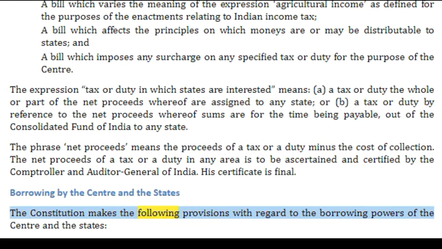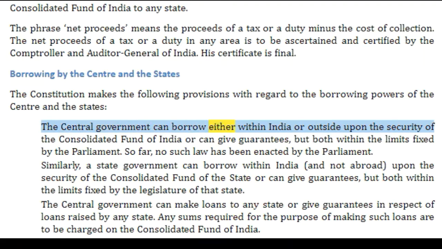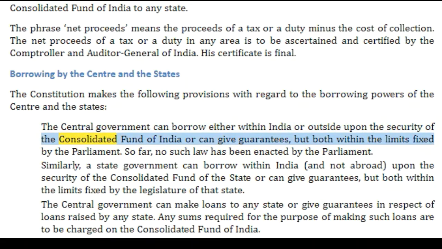Borrowing by the Center and the States. The Constitution makes the following provisions with regard to the borrowing powers of the Center and the States: the central government can borrow either within India or outside upon the security of the Consolidated Fund of India, or can give guarantees, but both within the limits fixed by the Parliament. So far, no such law has been enacted by the Parliament.